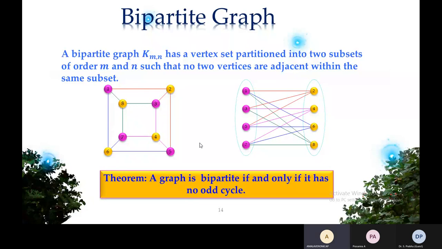and the two form two sets, and all edges are between one partition and the other. And there is a famous theorem: a graph is bipartite if and only if it has no odd cycle. From this, you can understand that all benzenoid systems will have even cycles and there will not be odd cycles. So you can very well say the benzenoid system is bipartite.